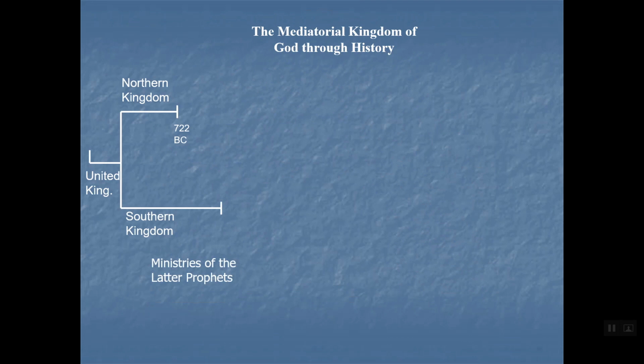So we've talked about the covenants already. This is a diagram that you've seen before. The Abrahamic being the most fundamental and basic, promising land, seed, and blessing.